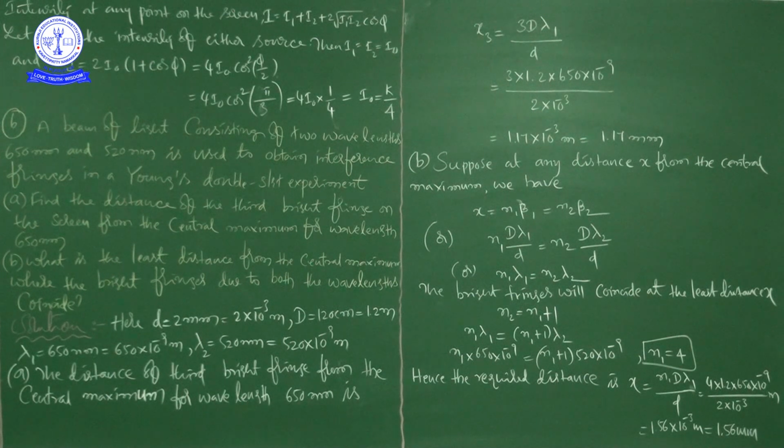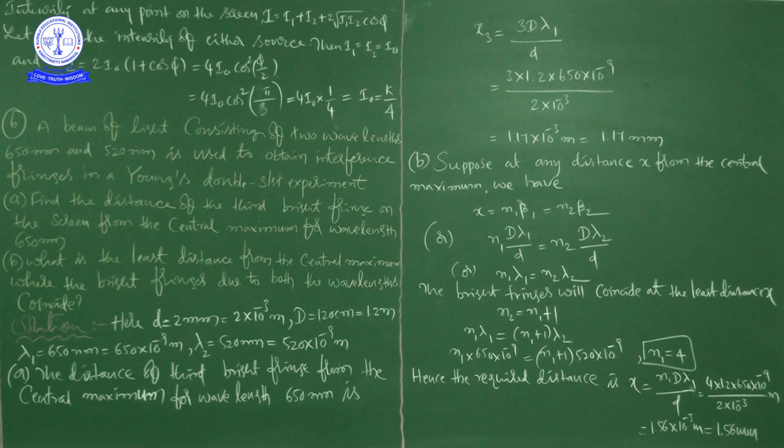See this, first A. Find the distance of the third bright fringe on the screen from the central maximum for wavelength 650 nanometers. I will repeat once again. Find the distance of the third bright fringe. The third number is important. Find the distance of the third bright fringe on the screen from the central maximum for wavelength 650 nanometers, that is 650 into 10 to the power of minus 9 meter.